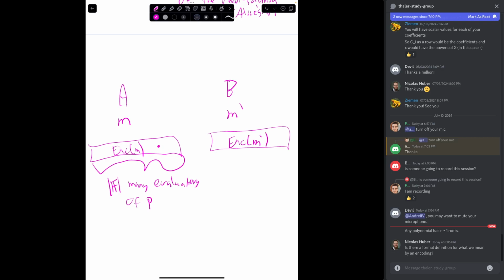And Alice is picking a single random entry of the encoding, and she's sending to Bob the index of that entry and what that entry was. And Bob is looking at the rth entry of his encoding and checking whether P of R equals Q of R.